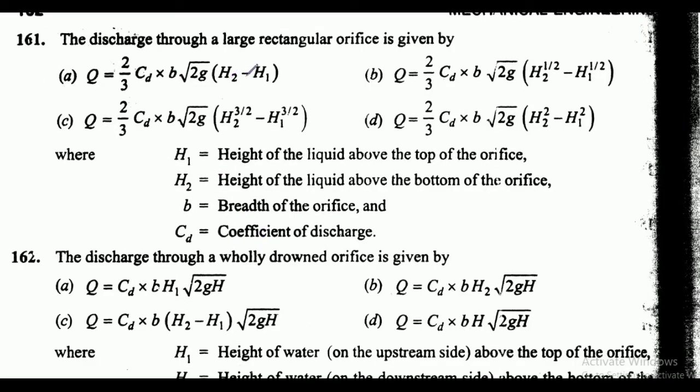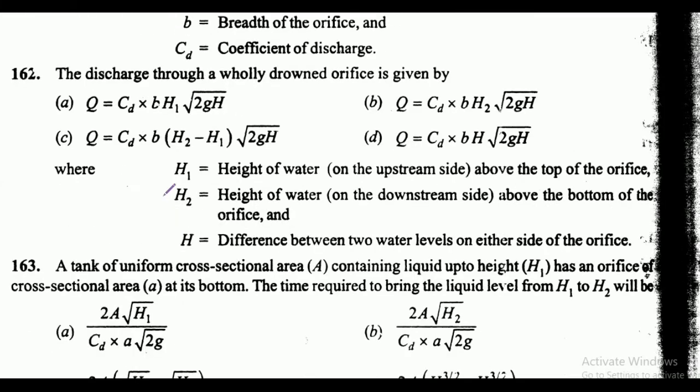The discharge through a large rectangular orifice is given by. Here friends, these are the options where H1 is equal to height of the liquid above the top of the orifice, H2 is equal to height of the liquid above the bottom of the orifice, B is equal to breadth of the orifice, and CD is equal to coefficient of discharge. So here friends, correct answer is option C, that is Q is equal to 2 upon 3 into CD into B under root of 2g into bracket H2 raise 3 by 2 minus H1 raise 3 by 2.